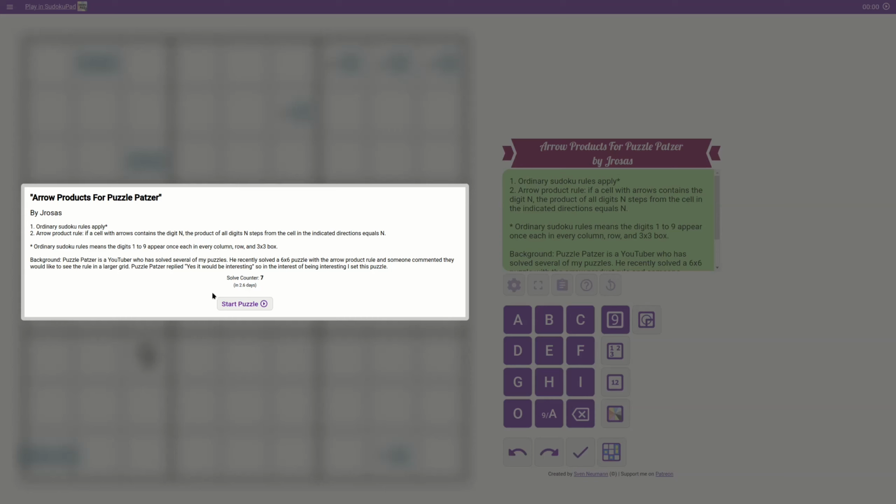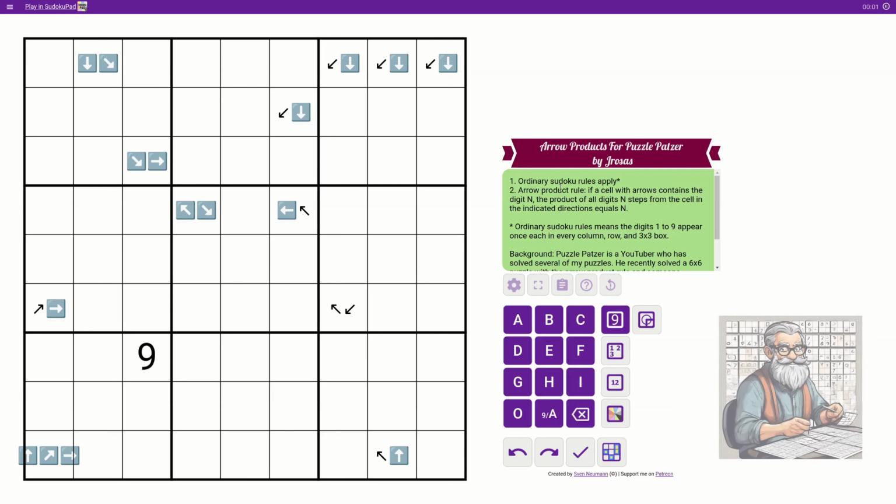Alright, let's read the rules. Ordinary Sudoku rules apply. Ordinary Sudoku rules mean that the digits 1 to 9 appear once in every column, row, and 3x3 box. Arrow product rule: if a cell with arrows contains the digit n, the product of all digits n steps from the cell in the indicated direction equals n. Right.